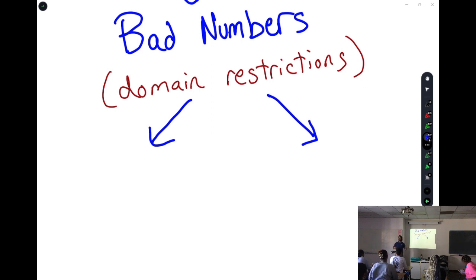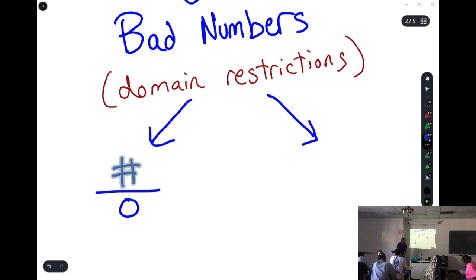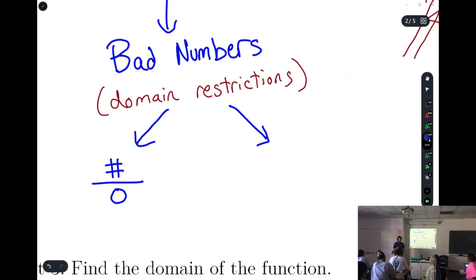What could make something bad? This is from the 3rd grade. Your teacher in the 3rd grade said, you can't do this. This is bad. Dividing by 0 is bad, right? Any number in the world, actually not even a number, anything in the world, you could put a blank box there. I just always write a number sign because it looks cleaner. Anything over 0, bad.